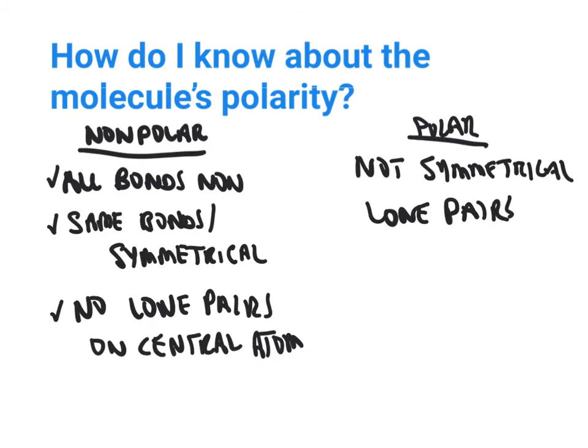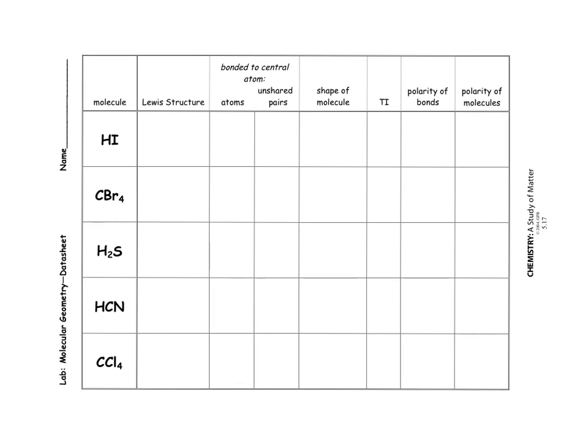And so here's the worksheet I gave you. It's just the review of the previous worksheet, but I'm going to provide you the answers. So here's the first worksheet. We're going to do the compound HI. When I draw the Lewis structure, it looks like this. So there's no central atom and there's no unshared pairs. This molecule, because it has two atoms, we're going to say it's a linear shape.